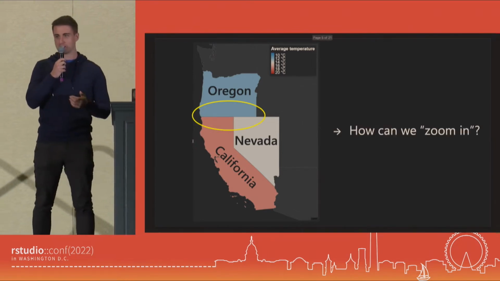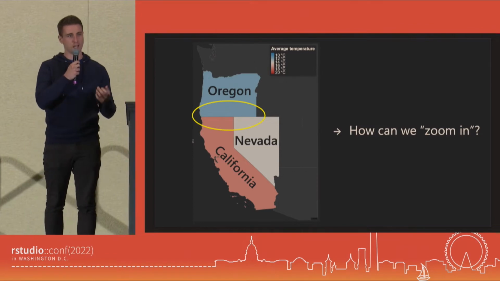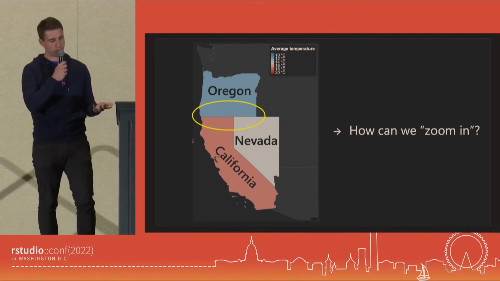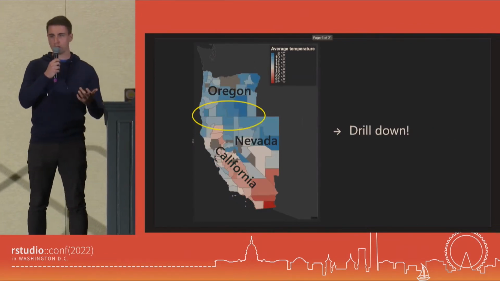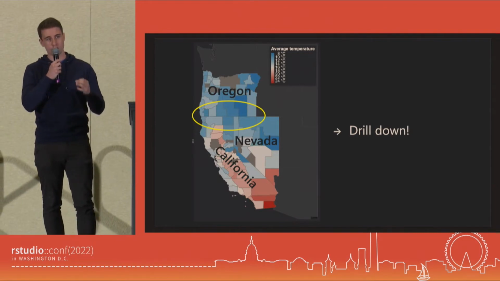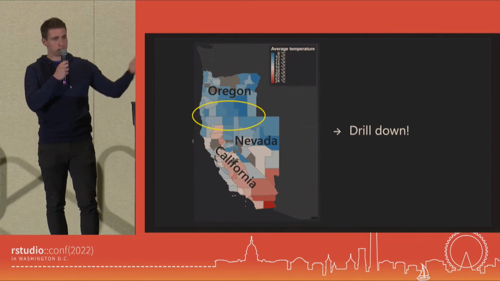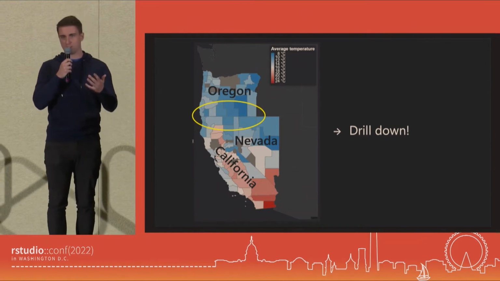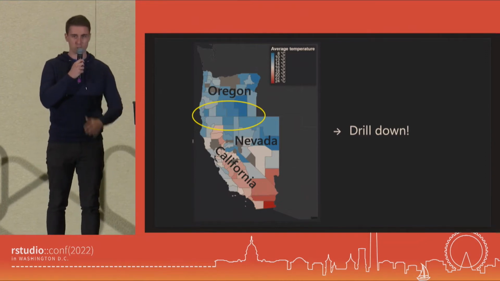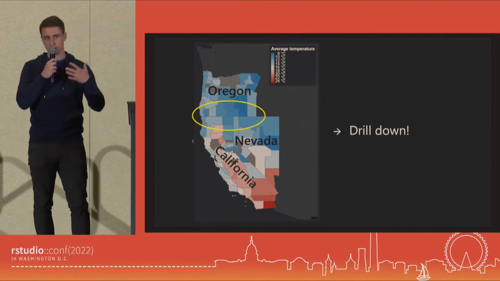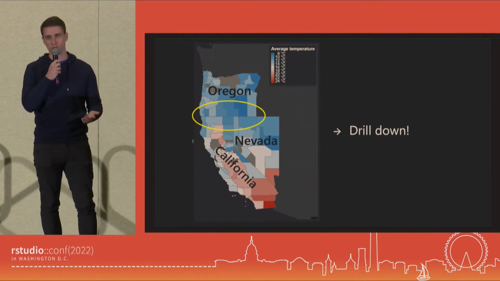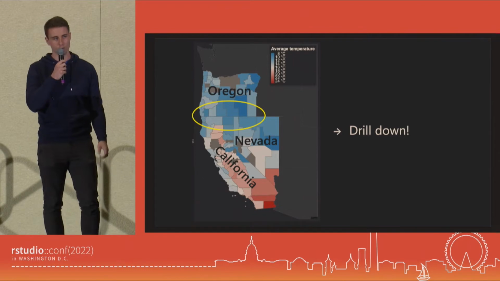But the question is, how can we explore this in more detail, or in other words, how can we zoom in? And one way to do this is to drill down to see the data at a more detailed level, in this case at the county level. In this visualization, we see that there are indeed no hard breaks at the state borders, but rather a smooth transition, and that the overall high average temperature of California is primarily caused by the hot south.